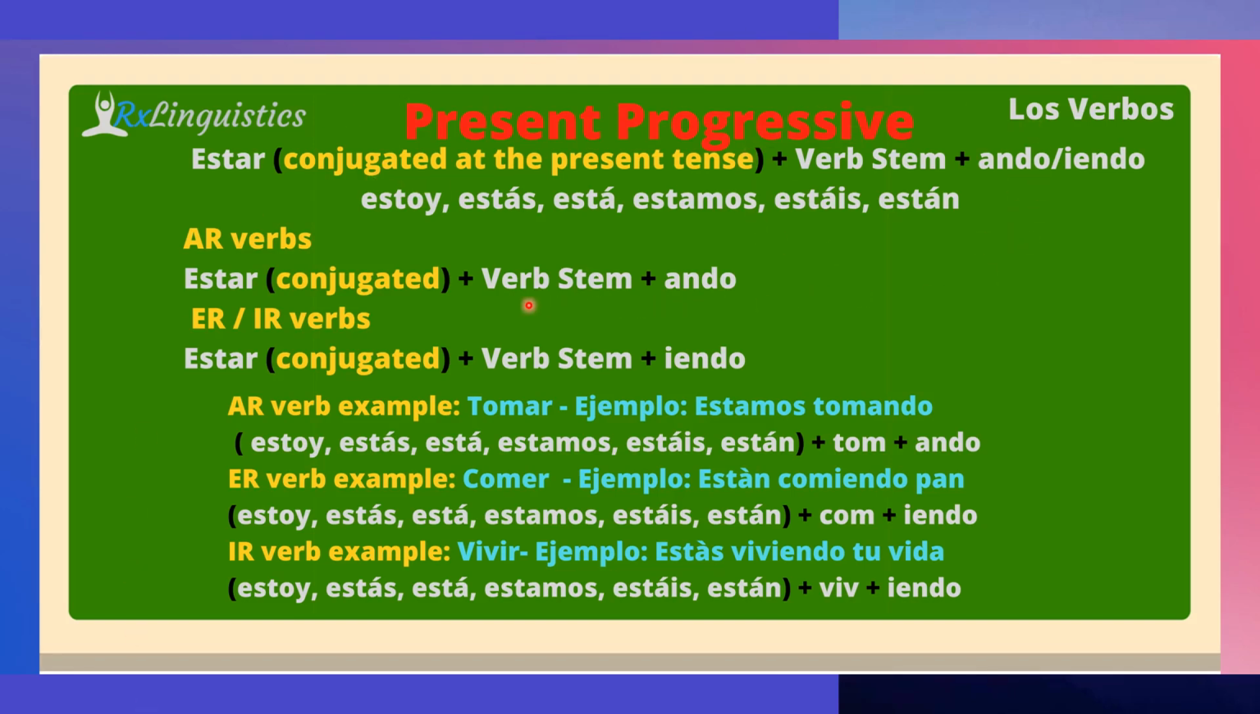Now, present progressive, you use the verb estar. Present means estar has to be conjugated in the present tense. And we saw it earlier. It's estoy, estás, está, estamos, estáis, están. Okay, this is yo estoy, tú estás, él está, which is third person singular. Nosotros estamos, first person plural. Vosotros estáis, second person plural. Ellos, ellas, ustedes están, third person plural.